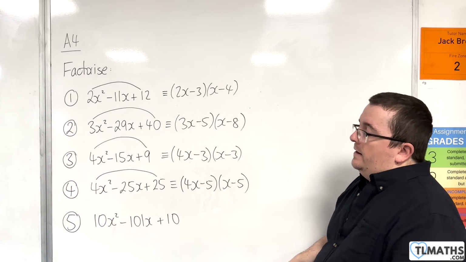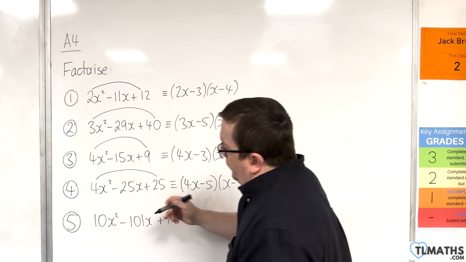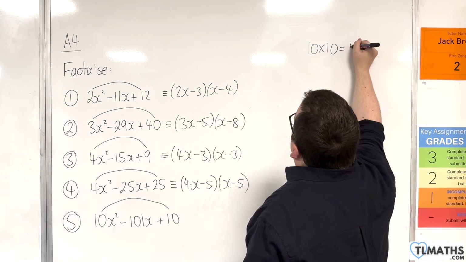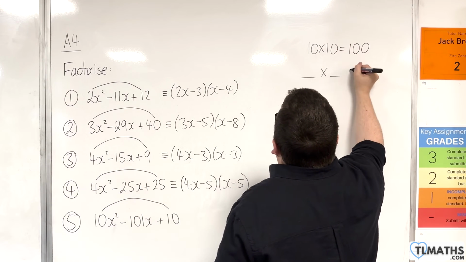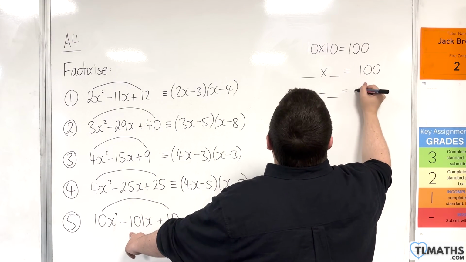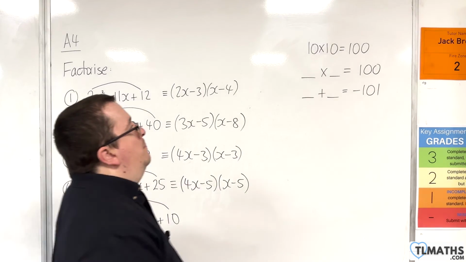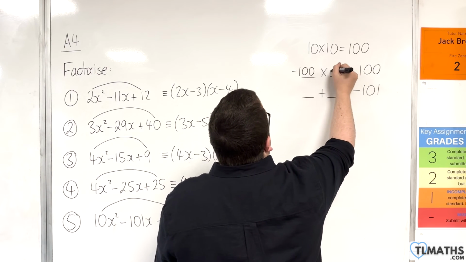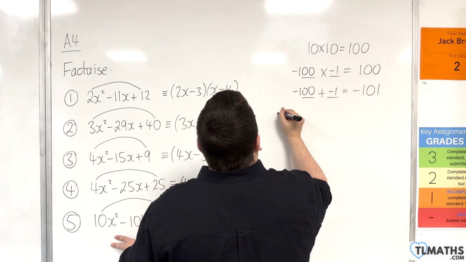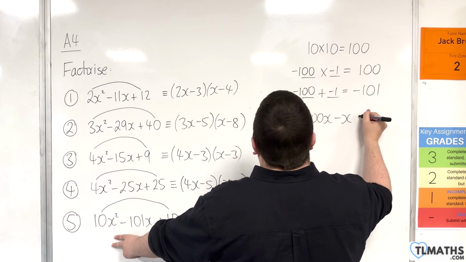The last one, we have 10x squared take away 101x plus 10. So first of all, multiply the 10 by the 10. So 100. Two numbers that multiply together make 100, but add together to make minus 101. Well, that's going to have to be minus 100 and minus 1. So we have 10x squared take away 100x take away x plus 10.